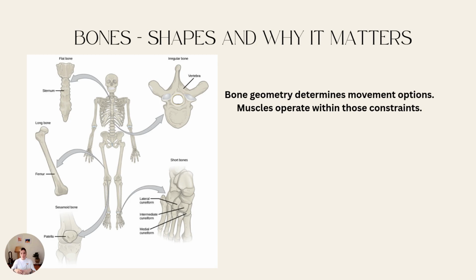They provide large surface areas at the ends for joint articulations. So they usually have a large head of the bone, and the muscle attachments along the shaft allow force amplification, right? So your quadriceps will attach along that bone.